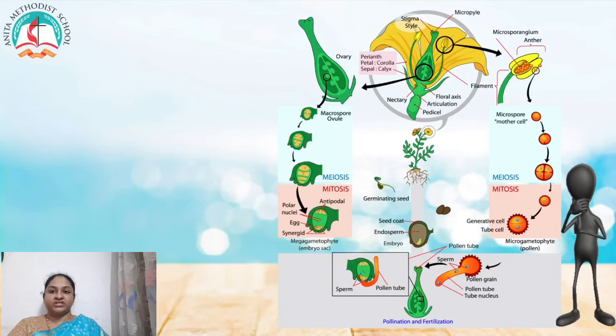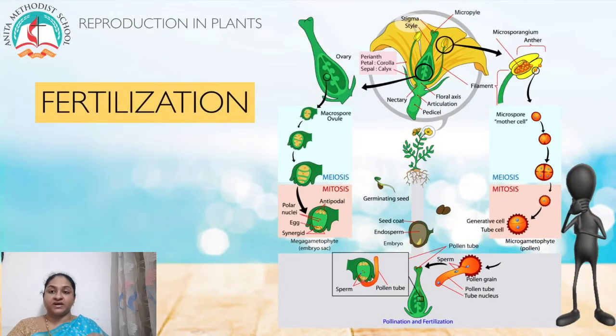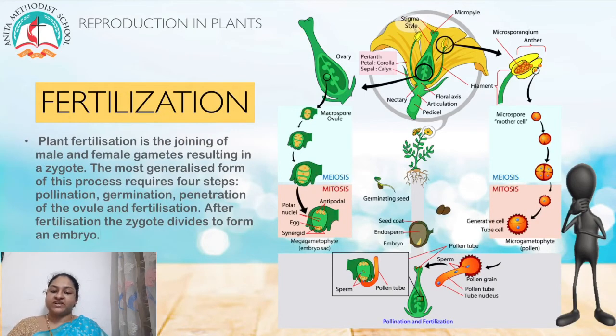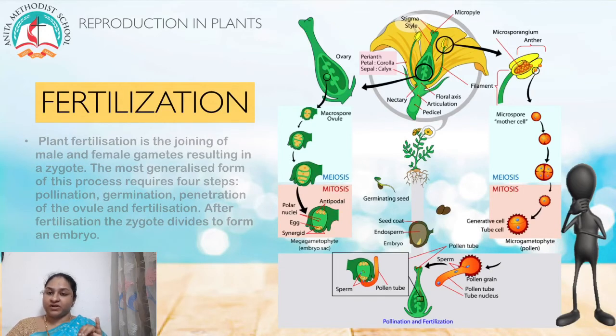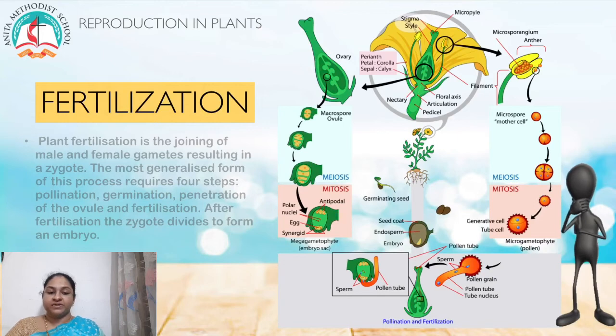Under sexual reproduction, we have fertilization. Plant fertilization means the joining of the male and female gametes, which results in the zygote, as you can see in this picture. Okay, the most generalized form of this process requires 4 steps: pollination, germination, penetration of the ovule, and then the fertilization. After fertilization, the zygote divides to form an embryo.